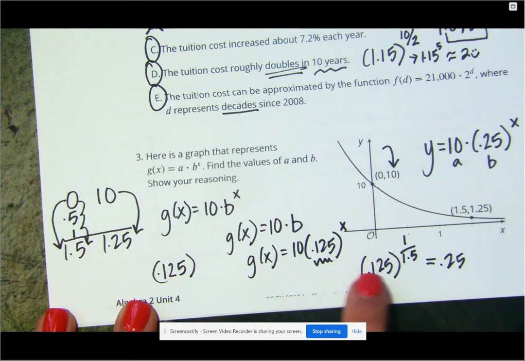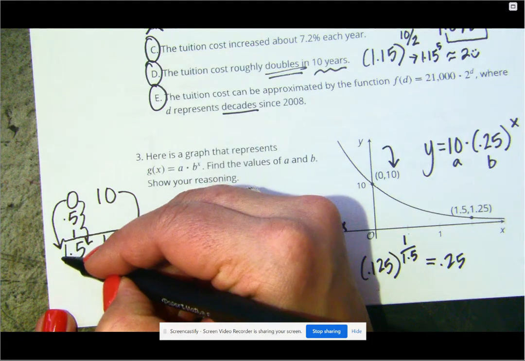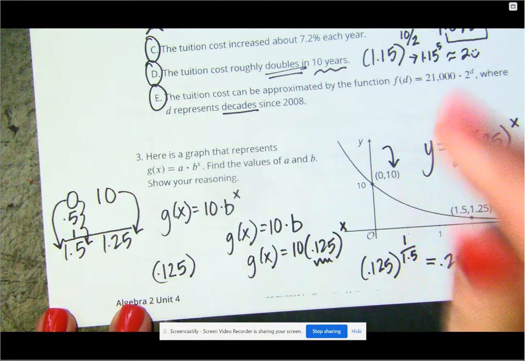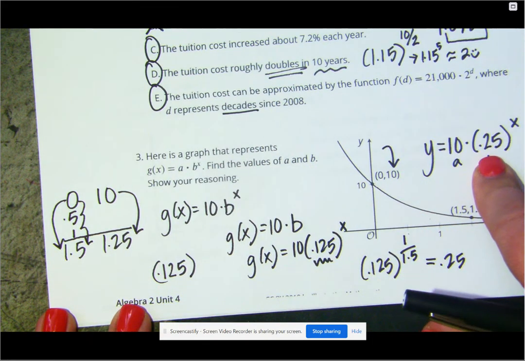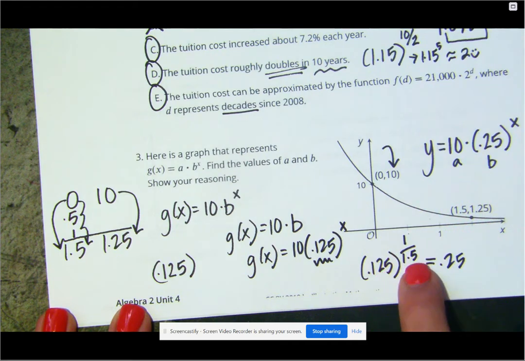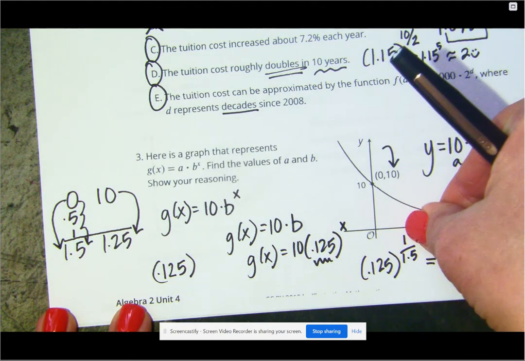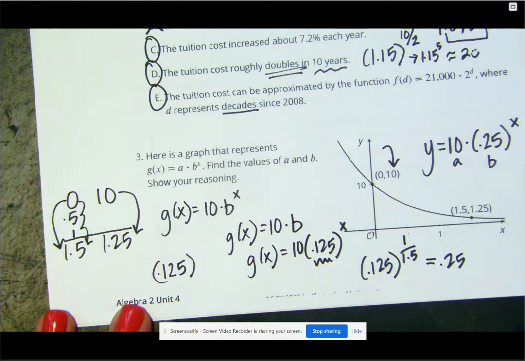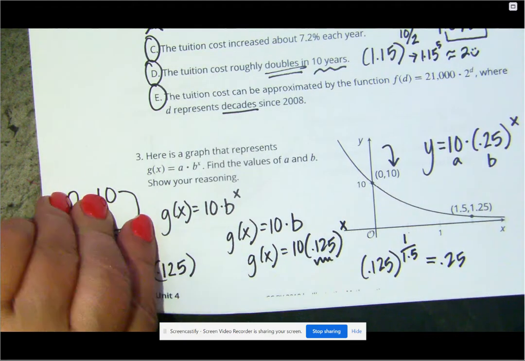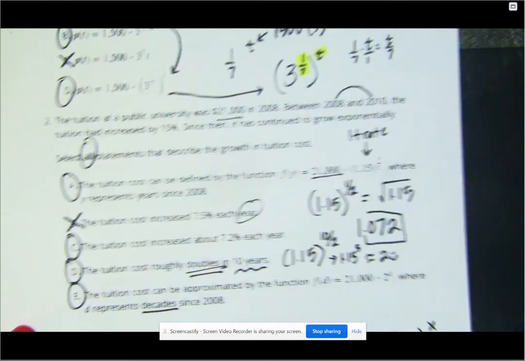So even though this is what we calculated for the decay rate, that was over an interval of 1.5. We wanted to know the decay rate for an interval of 1. So I took what I got over the interval of 1.5 and then raised it to the 1 over 1.5 because I wanted to know the interval of 1. All right, moving on.